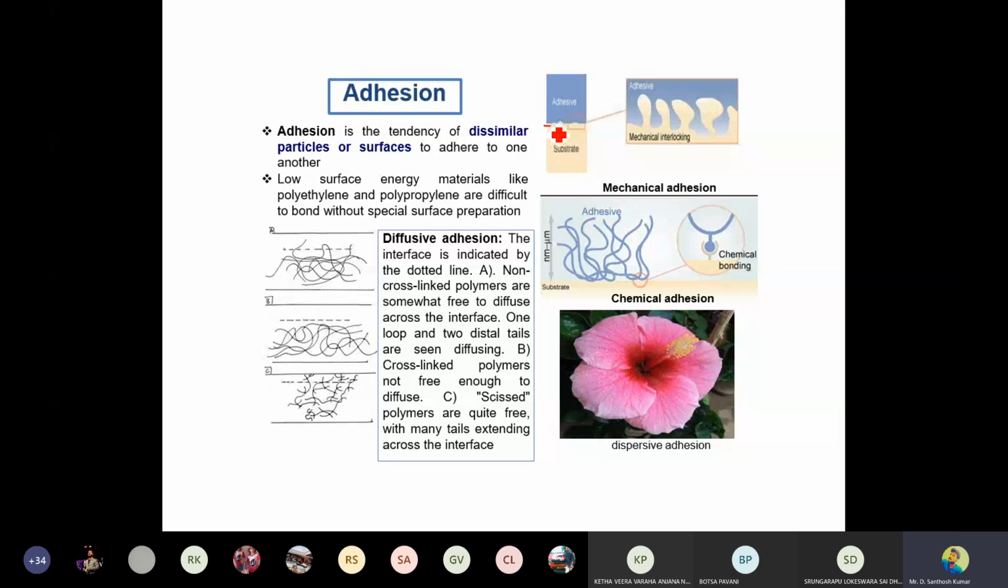So this interface is a very important interface. The two materials are bonded. So you have to check the compatibility, whether these two materials have good compatibility or not.